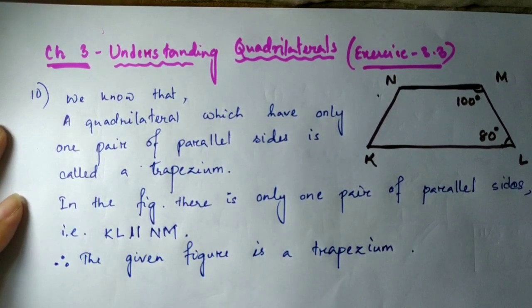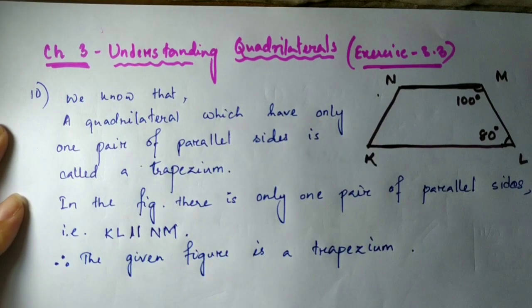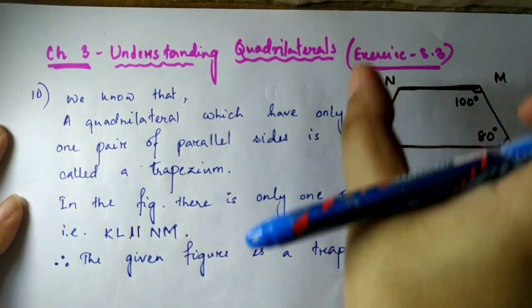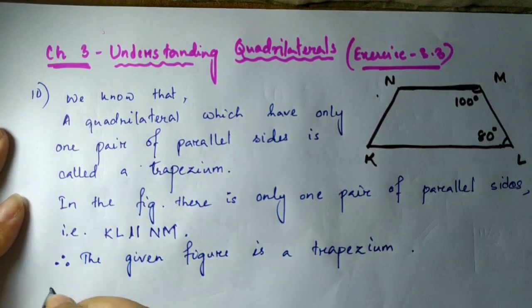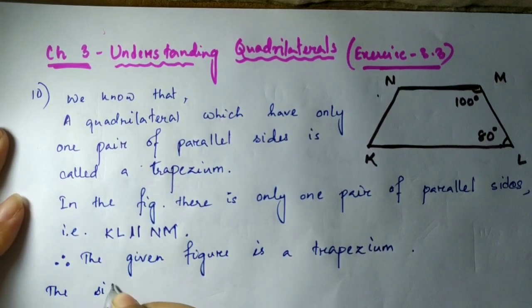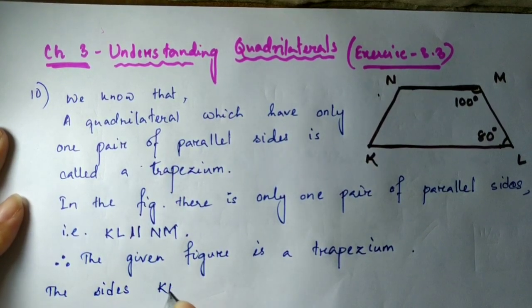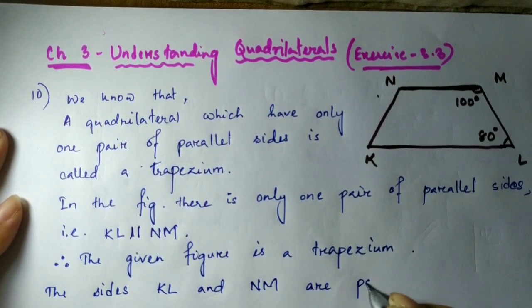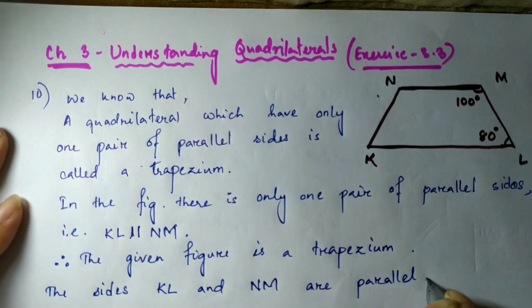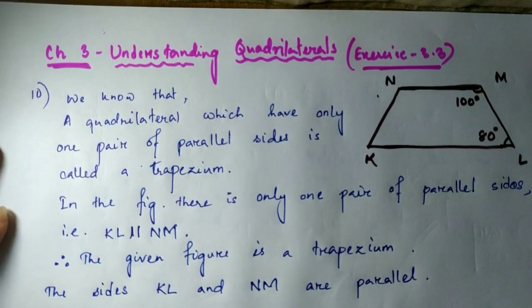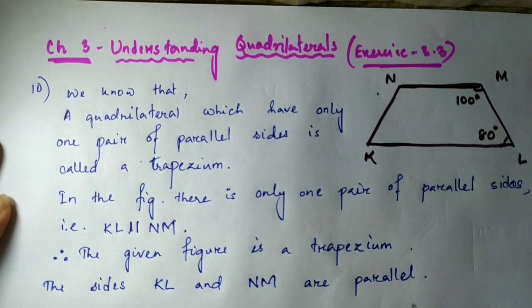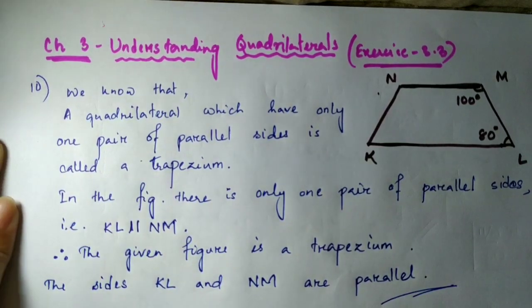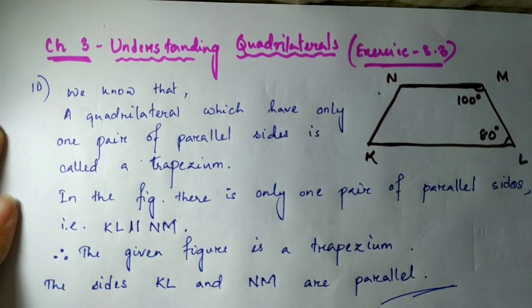Now what do we have in the second part? Which of its two sides are parallel? So obviously the sides KL and NM. So we write the sides KL and NM are parallel. Okay, so these are the two parallel sides. So this is how you write down the solution for it. There is no calculation, just from your observation you have to justify why this particular diagram is a trapezium.